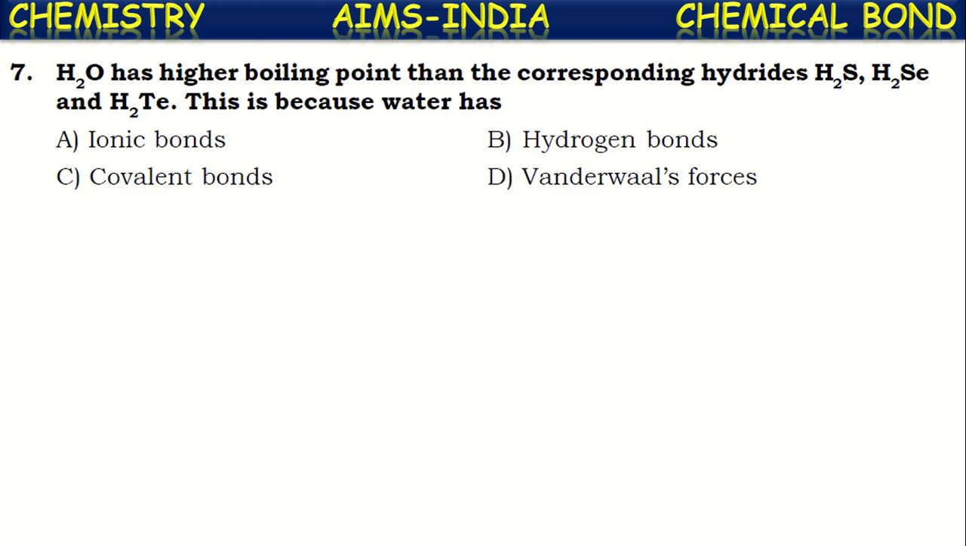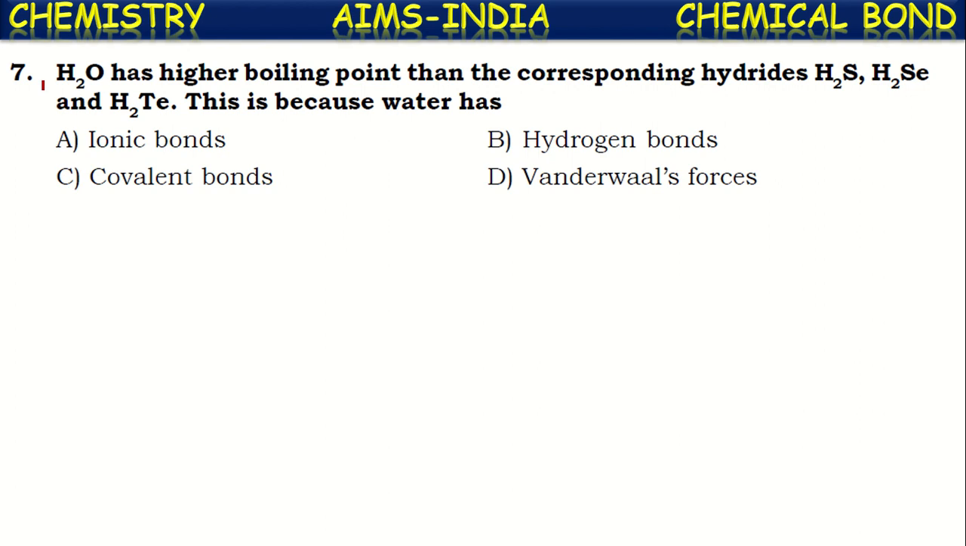Next one. H2O has a higher boiling point than the corresponding hydrides from the same group. This is because water has... What does water have specially from all the remaining hydrides from the sixth group? See, these are all the hydrides of sixth group elements: oxygen, sulfur, selenium, tellurium. These are all sixth group elements, so these are called hydrides of sixth group elements.